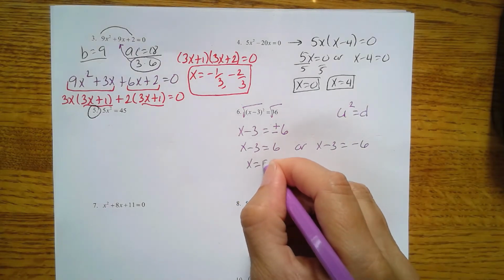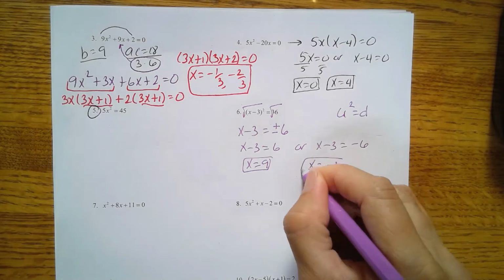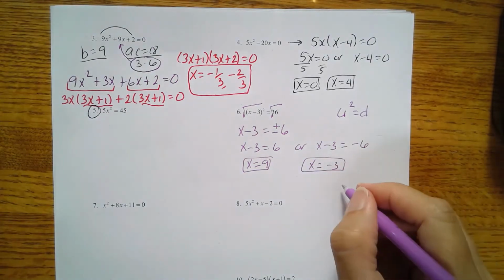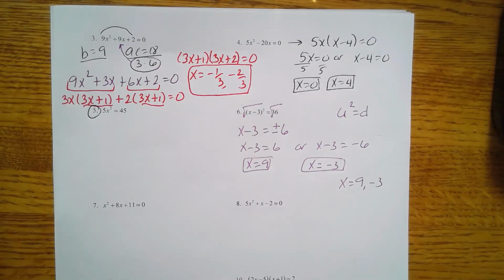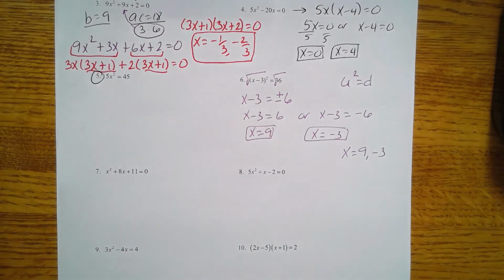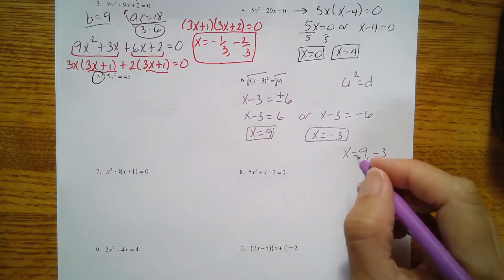Add over the 3, we get x equaling 9. Add over the 3, we get x equaling negative 3. Now in my math lab, just so you know, all they want you to do is separate with a comma. So you'd put 9 comma negative 3. I will take it on the test either separated or together. Does not matter to me.